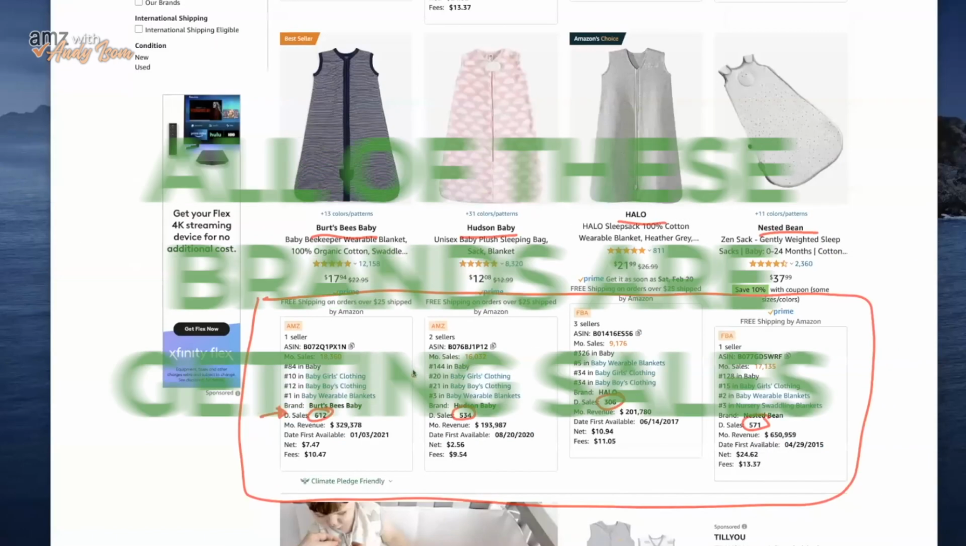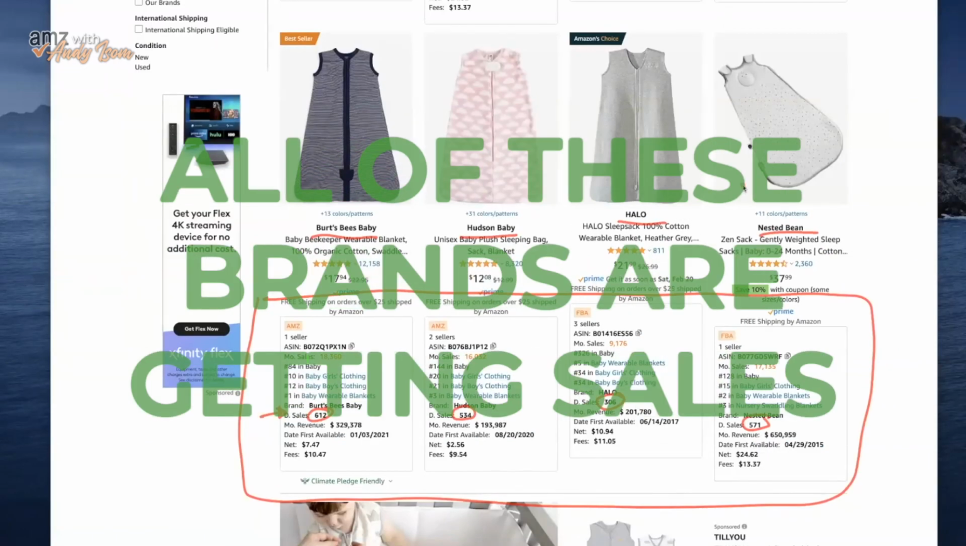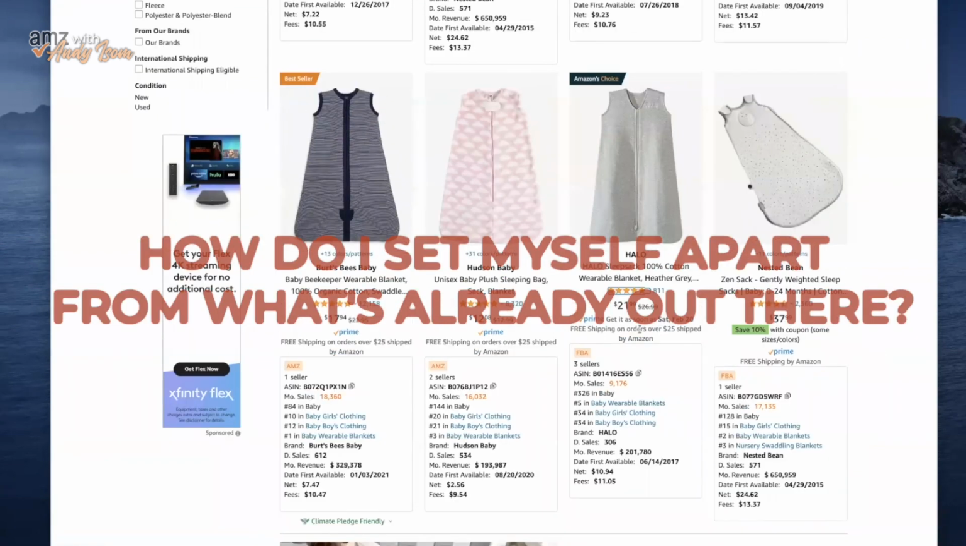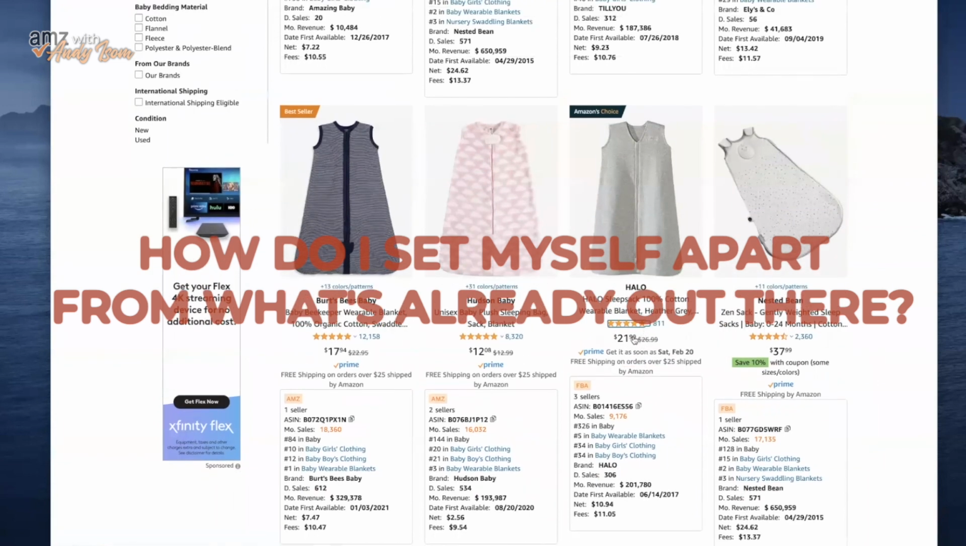But the point being, all these brands are getting sales. They're all different. They all have slight modifications to their products. They're all a sleep sack, but they all obviously have little teeny different design elements, and they're all selling really well.